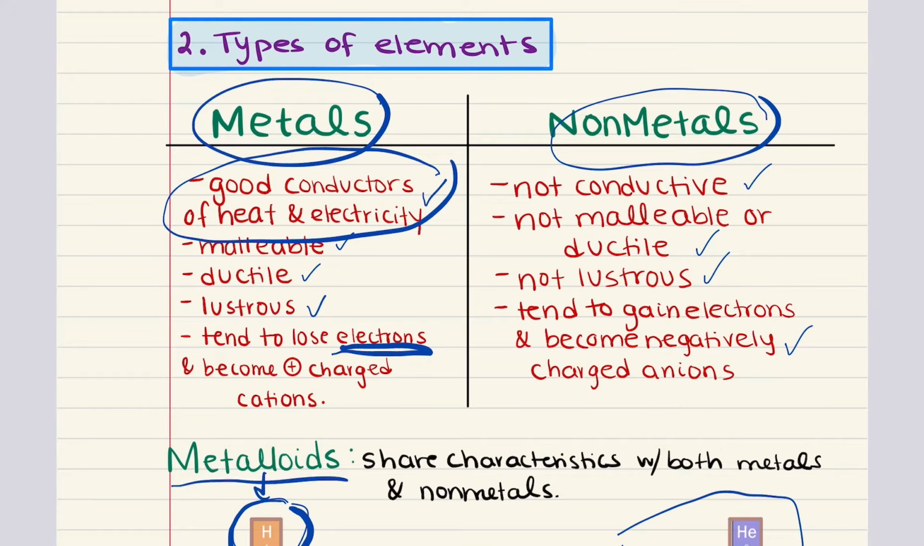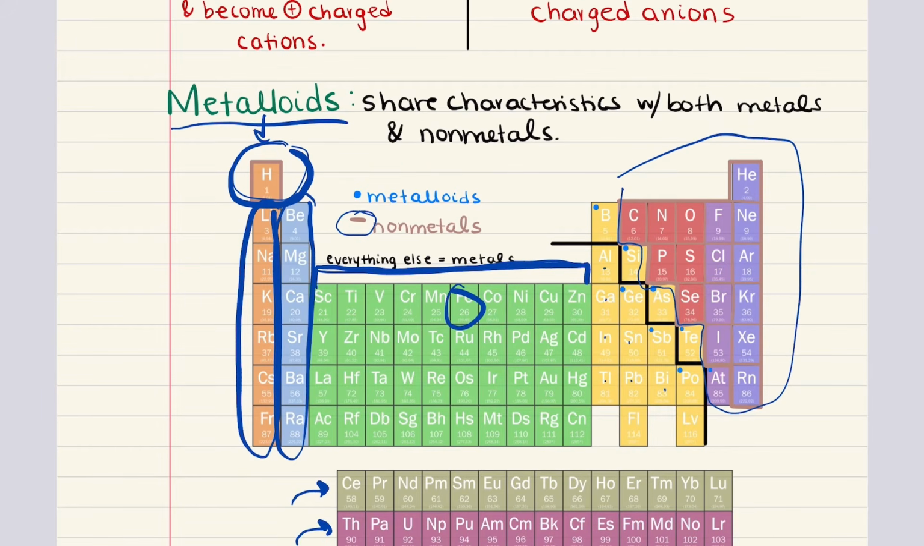Then we have metalloids, also known as semi-metals. These are elements that exhibit properties intermediate, somewhere between metals and nonmetals. They're located along the stair-step line that divides metals and nonmetals on the periodic table. These metalloids include elements like boron, silicon, germanium, arsenic, antimony, and tellurium. They're all the elements that have a blue dot on them. All the ones with blue dots on them are metalloids.